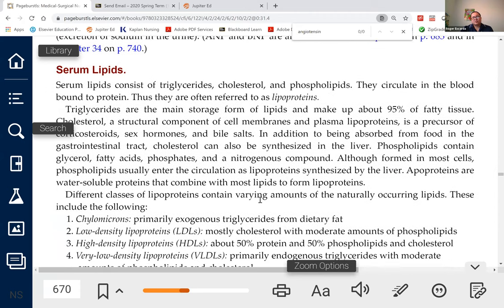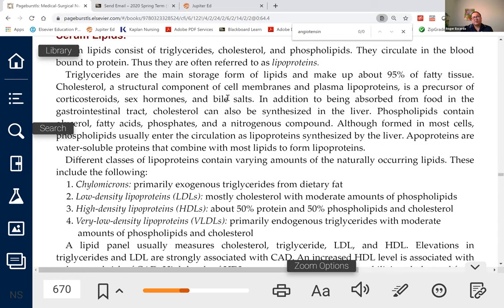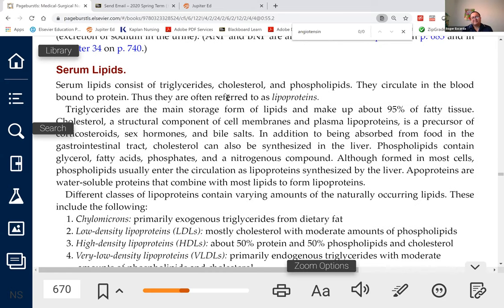Serum lipids is to manage the patient's coronary artery disease, which is, again, stemming from atherosclerosis. And the number one cause of atherosclerosis is high cholesterol. So this will be monitored. Okay, and then the patient, of course, will be prescribed statins in order to decrease the atherosclerosis, which is causing the coronary artery disease.